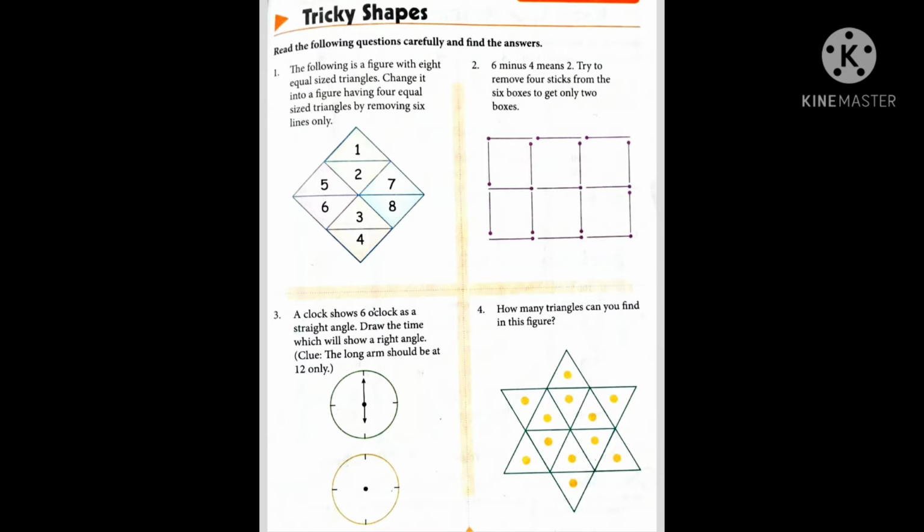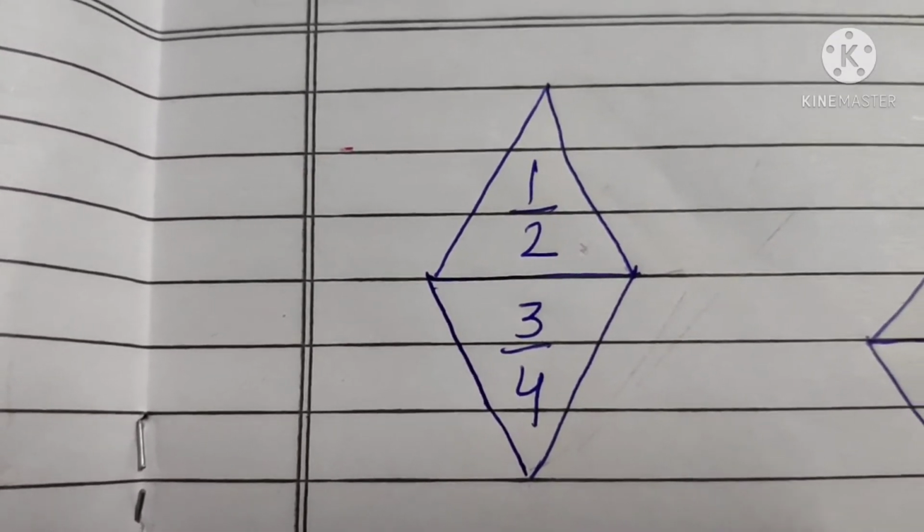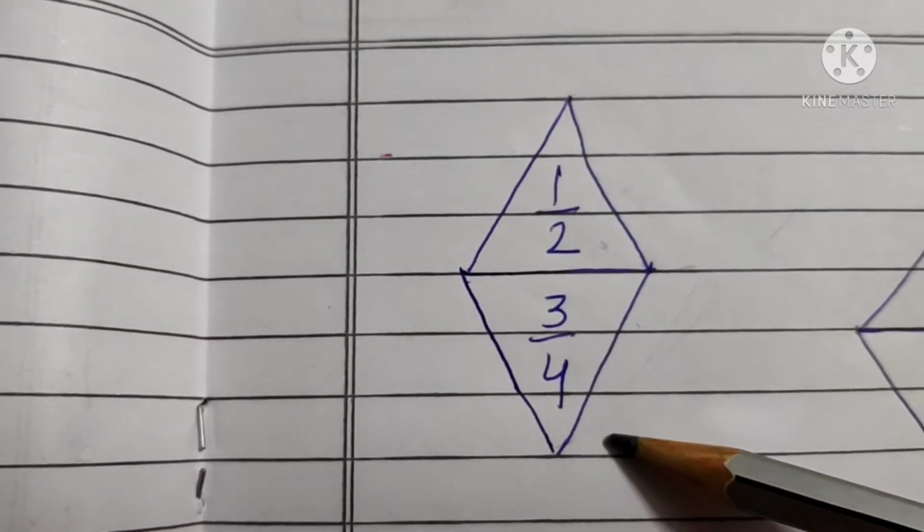Read the following questions carefully and find the answers. First is, the following is a figure with 8 equal sized triangles. Change it into a figure having 4 equal sized triangles by removing 6 lines. Yes, but the answer of this first question is this, 1 by 2 and 3 by 4.